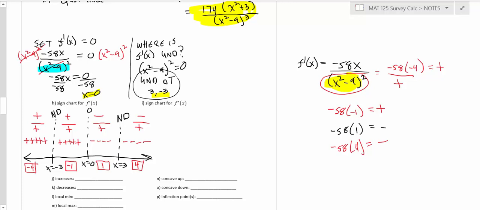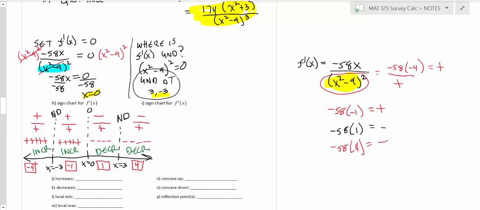Okay, so how do we determine where it increases? That's going to be where the derivative is positive. Okay, how about decreases? That's where the derivative is negative. Okay, that's what all that information tells you.